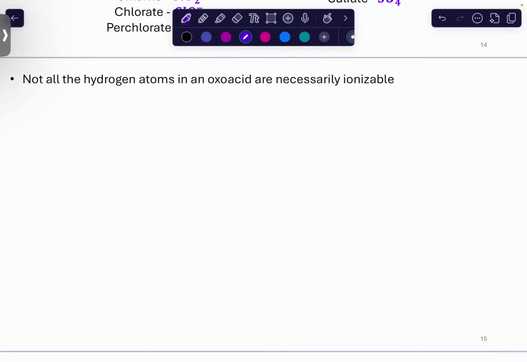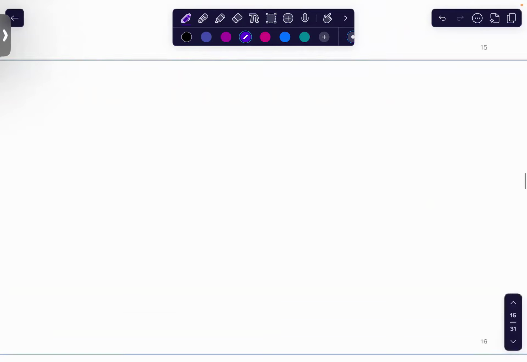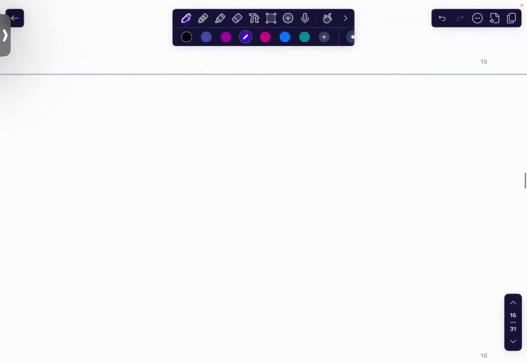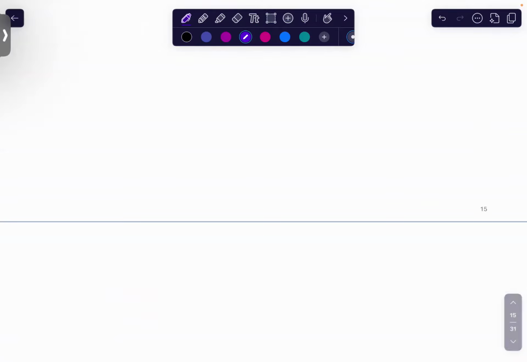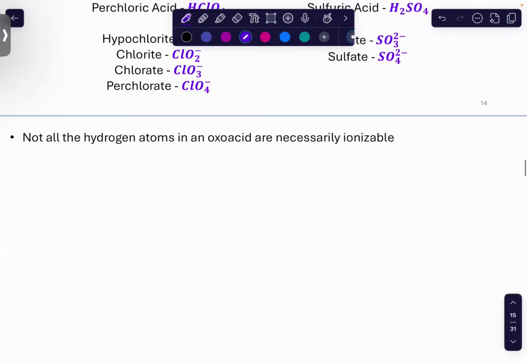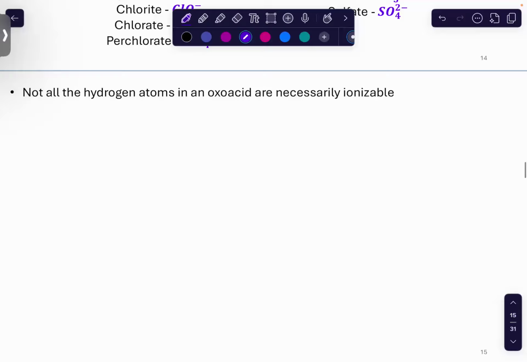Now, the fun thing is not all hydrogens in an oxo acid are necessarily ionizable. So let's see. Okay, a number of things to go through here. The first thing I want to start with is talking about nitric acid, and we'll probably get through this and then have to pick it up on Monday. I just kind of want to remember how some of this math works.